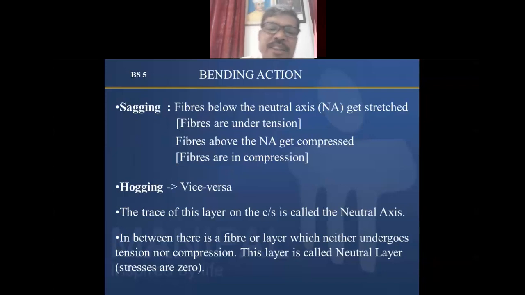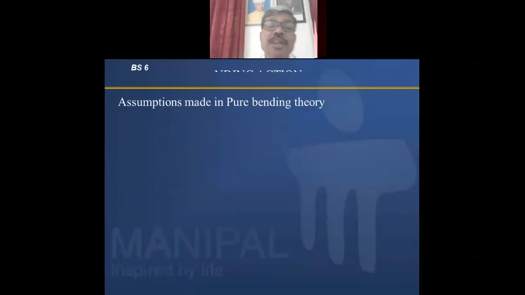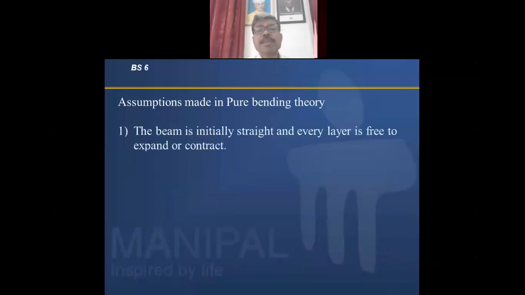That layer is called the neutral layer, where stresses are zero. So what are the assumptions made in pure bending? This is a very important topic. The beam is initially straight and every layer is free to expand or contract. See, though beams are simply supported or cantilever, initially we have to assume the beam is straight. It may be a little bit inclined, whatever it may be, but we have to assume the beam is completely straight like this. And every layer is free to expand or contract.